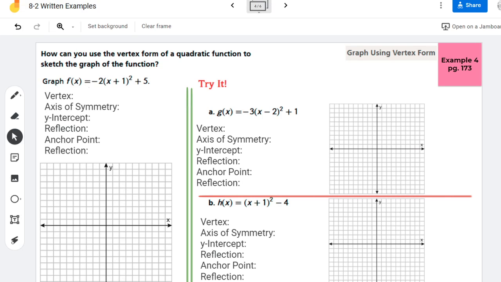In today's video, I'm covering example 4 from section 8-2 in the SavvasRealize Algebra 1 textbook. The goal of today's video is to graph using vertex form.